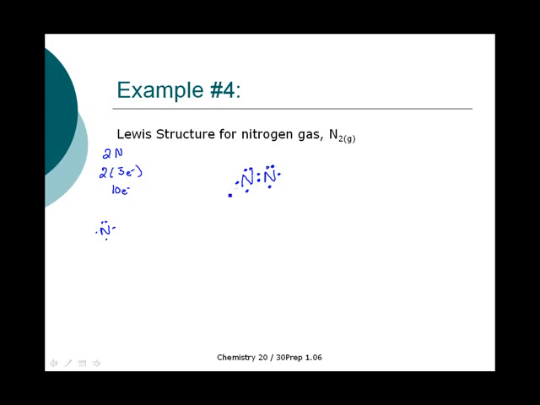But we don't have octets around our nitrogens. Each nitrogen right now has only 1, 2, 3, 4, 5, 6 electrons each, which means they're not stable. So now they're going to start sharing more of their electrons. These 2 electrons can be shared to form a bond, and these 2 electrons can be shared to form a bond. And when we do that, we end up with a structure that looks more like this. So now they're sharing 6 electrons, so we just line them up into 3 pairs, and there we go.